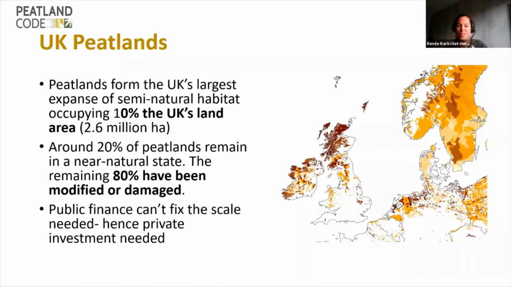You probably all know this, but just so we're all on the same level, why do we even need the Peatland Code? What is it with peatlands? So 10% of the UK is actually covered in peatlands, so that's a really large area. Peatlands store a massive amount of carbon, but unfortunately 80% of the peatlands in the UK are in a modified or damaged state. We desperately need to fix this, and to do it at the scale and the urgency that we need, public finance is not enough. So we need private investment to come into this as well.